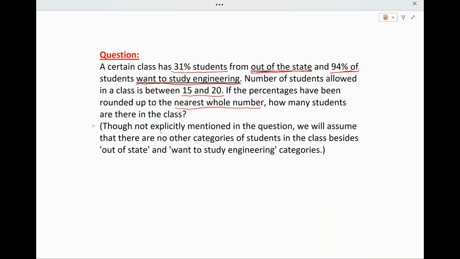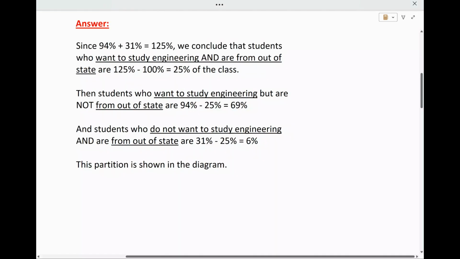Though not explicitly mentioned in the question, we will assume that there are no other categories of students in the class besides out of the state and want to study engineering categories. Since 94% plus 31% is equal to 125%, we conclude that students who want to study engineering and who are from out of the state are 125 minus 100% is equal to 25% of the class.